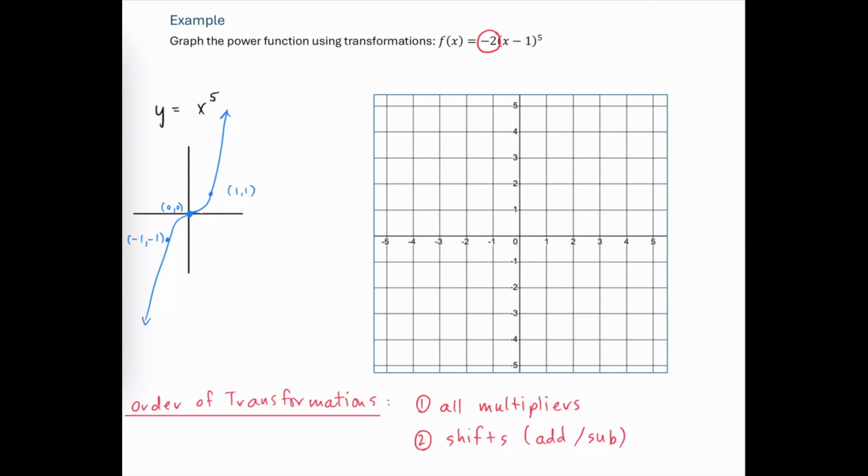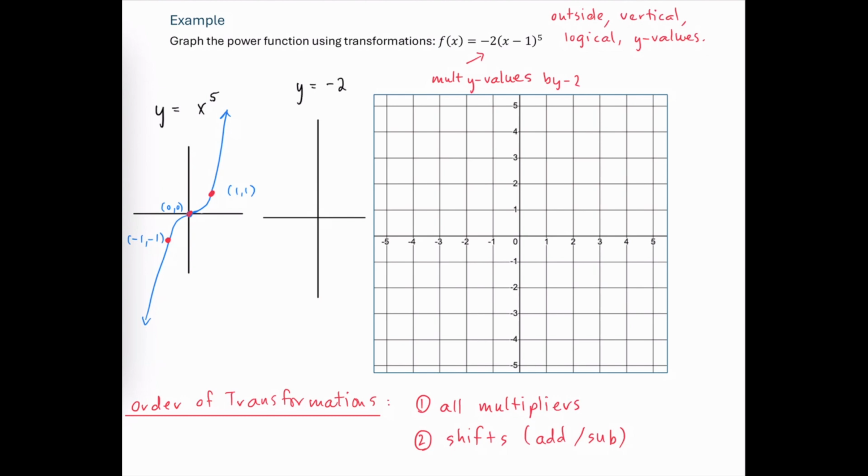Since this -2 is on the outside, it corresponds to a vertical transformation. The vertical transformations are logical, and they're applied to the y-coordinates of the ordered pairs. So what we're going to do to the y-coordinates of these points of interest is what we see. We do what we see, which is to multiply the y values by -2. When we do that, we get the graph of y = -2x^5.